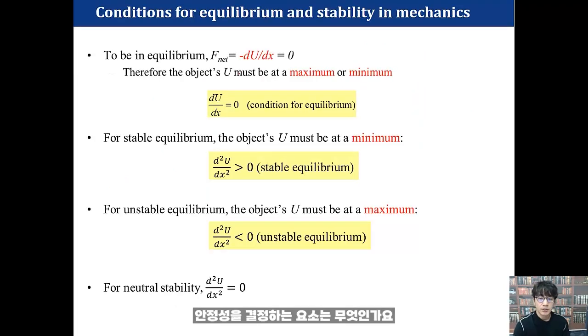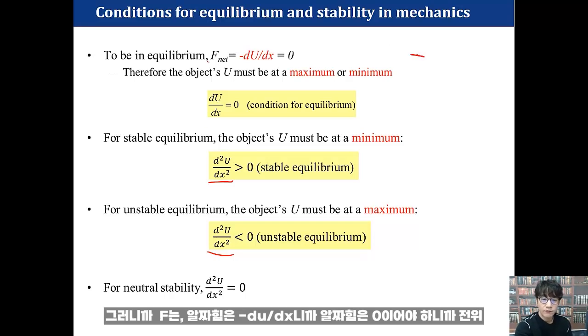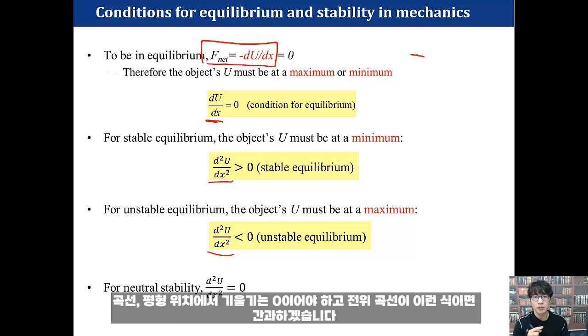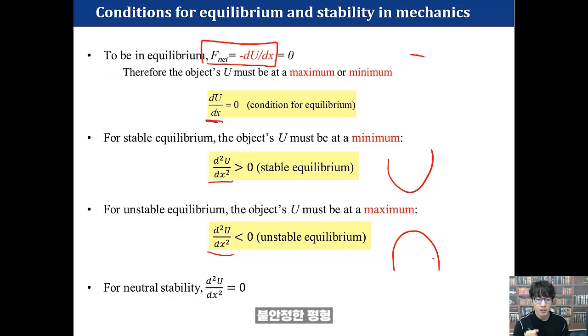What determines the stability? The second derivative of the potential energy curve. For that position to be an equilibrium, the net force on that object should be zero. Because net force is minus dU/dx, the slope of the potential curve should be zero at the equilibrium position. And if the potential curve is concave up, the second derivative is positive, then it's stable equilibrium. If the second derivative is negative, concave down, then it's unstable equilibrium.